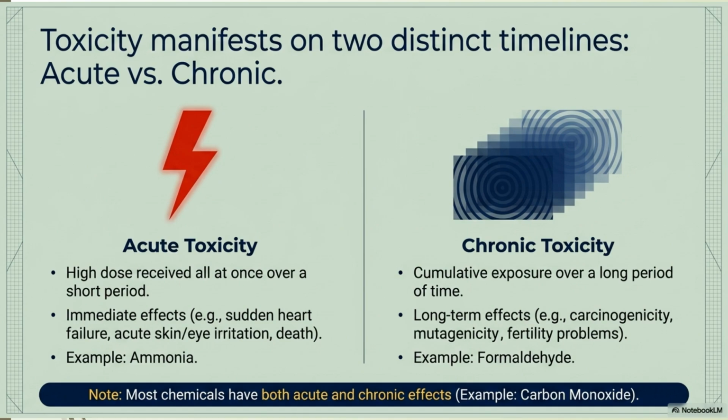Acute toxicity results from a high dose received all at once over a short period. Effects are immediate, ranging from sudden eye irritation to organ failure or death, as seen with ammonia exposure. Chronic toxicity stems from cumulative, low-dose exposure over a long time. Effects build slowly, leading to cancers, cell mutations, or fertility issues, such as long-term formaldehyde exposure. Crucially, many substances, like carbon monoxide, can cause both acute and chronic harm.